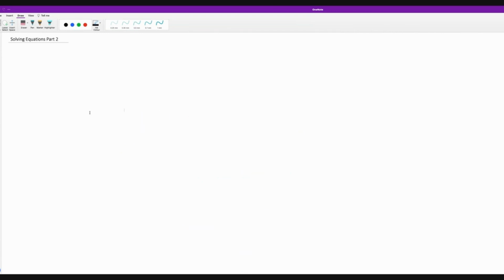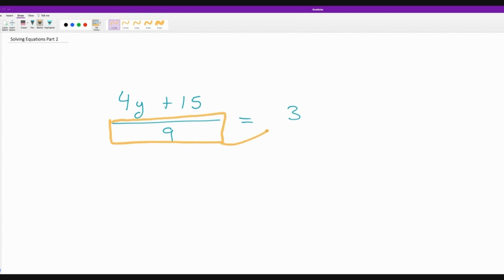Now let's have a look at the second question type, and that's equations with fractions. For example, let's say we have 4y plus 15 all over 9 is equal to 3. Now the primary goal for this, again, is to isolate our variable, which in this case is y. But whenever we're dealing with fractions, the goal is to remove the fraction as soon as possible. In this case, how do we remove this fraction? Well, we need to move this divide by 9 somehow to the other side.